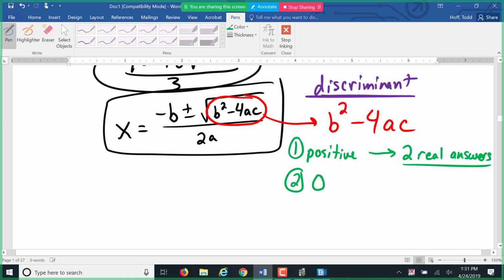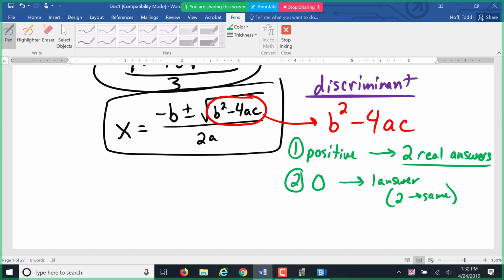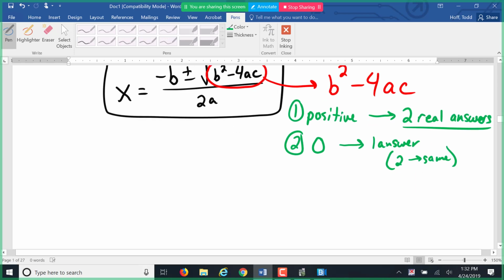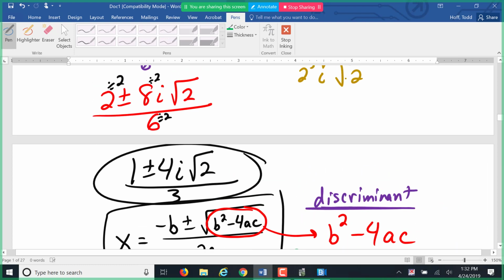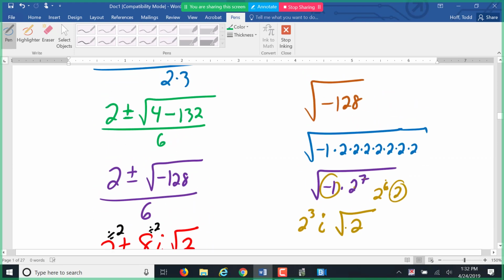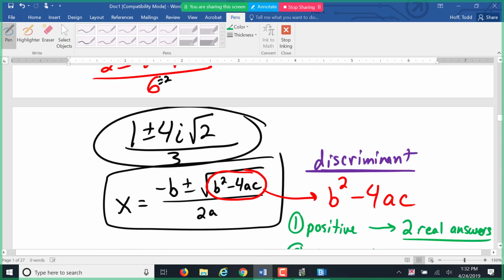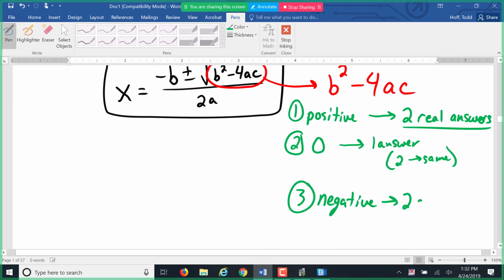Case 2, that discriminant was equal to 0. Now some would say that it was just one answer. Remember, it's really 2 that are the same. We had the 3 both times. Actually, I believe it was negative 3. The third case is if that discriminant is negative, which is what we just had right here. What was inside that square root was negative. And that gave us still 2 answers, but they were complex.